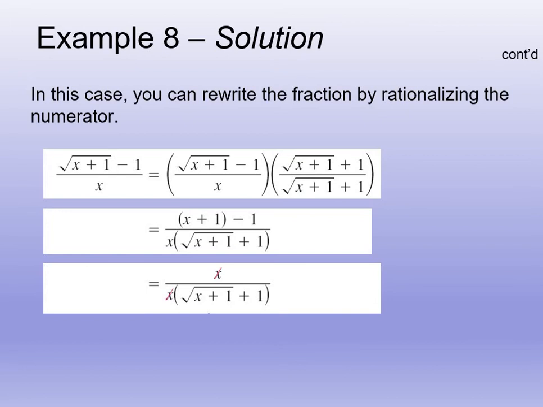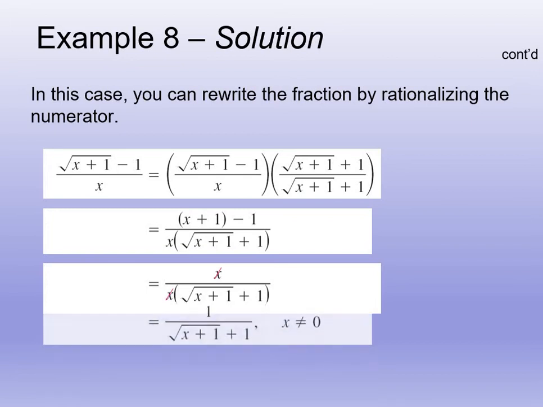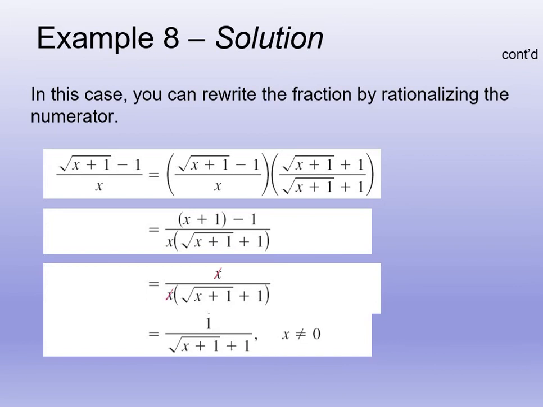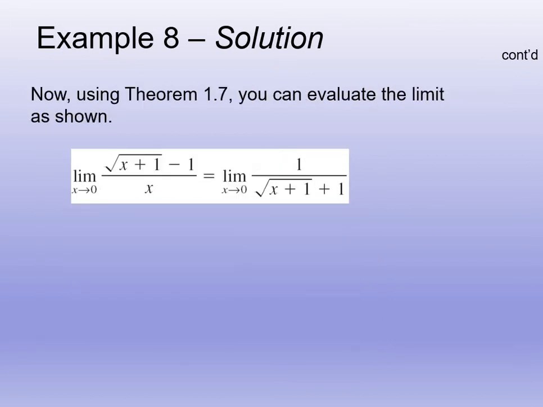Alright, so then we're left with x over x times the quantity of the square root of x plus 1 plus 1. Then our x's simplify. So our new g of x function is this. 1 divided by the square root of x plus 1 plus 1. Now we can take the limit of this function. So we took our f of x, we made it our g of x.